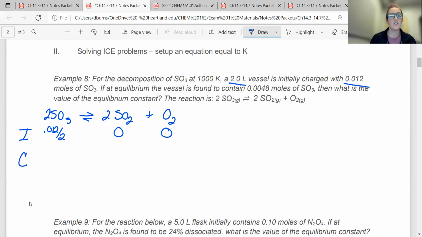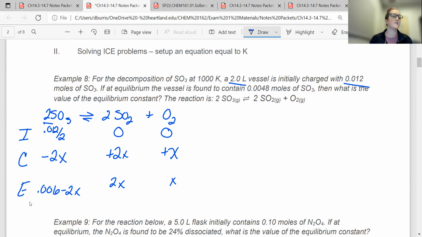Okay, so my change, I know I'm going to use up some of these. And instead of being x, this is 2x because the coefficient is 2. That one's going to change by 2x. And I'm going to make some products. So this one's going to be positive 2x. And this one is just going to be positive 1x because it doesn't have a coefficient. Okay, so stoichiometric coefficients brought down. Equilibrium is these just combined. So this is 0.006 minus 2x. This is 2x, and this is x.